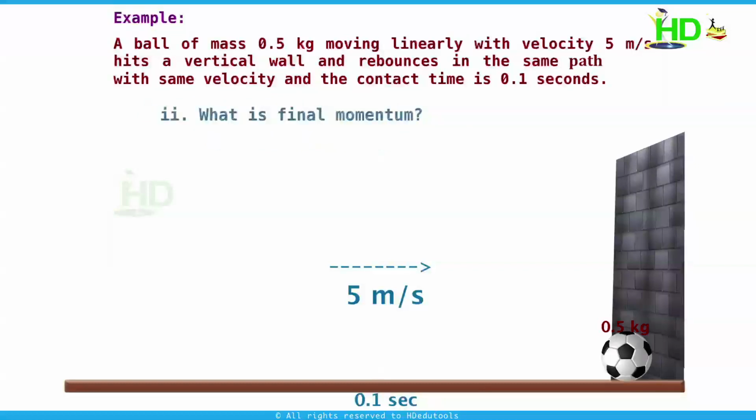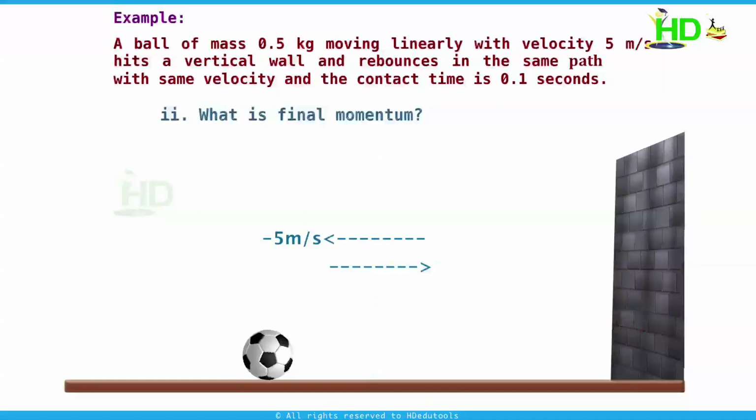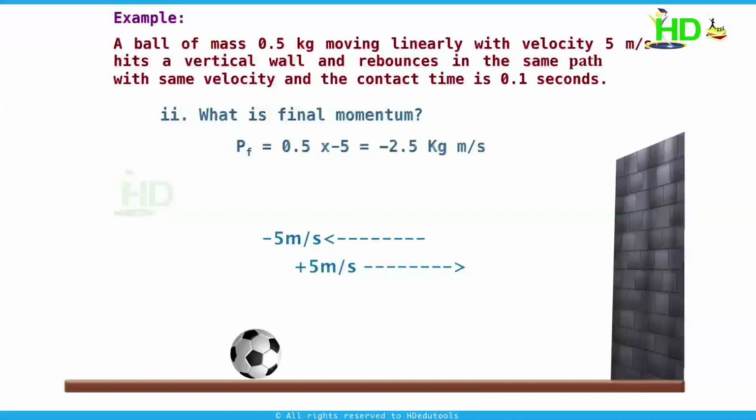Now what is the final momentum? The final mass is 0.5 kg only, there is no change in mass. Then what about velocity? It is 5 meters per second but opposite in direction. We are considering the initial motion of the ball in this direction as positive, and in this direction we have to take negative. The final velocity is minus 5 meters per second. Therefore, the final momentum is 0.5 into minus 5, which is equal to minus 2.5 kg meter per second.